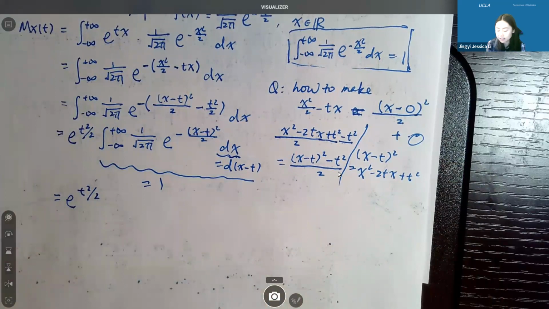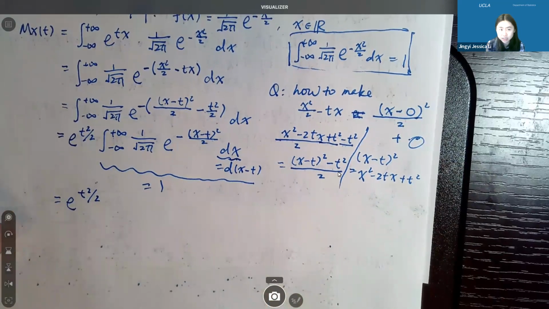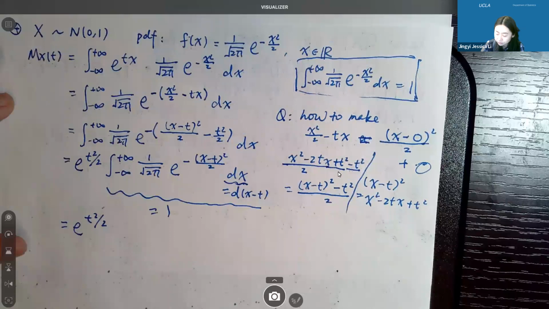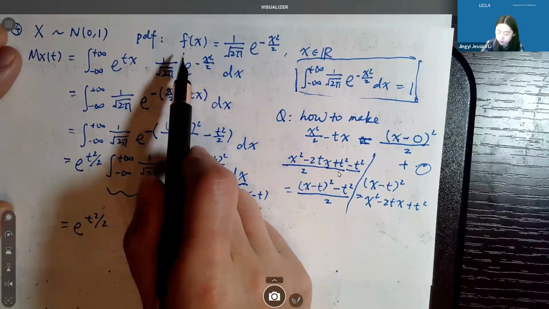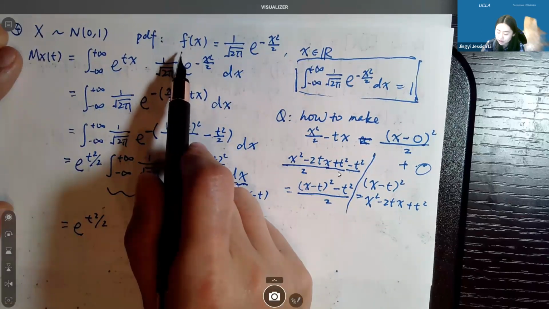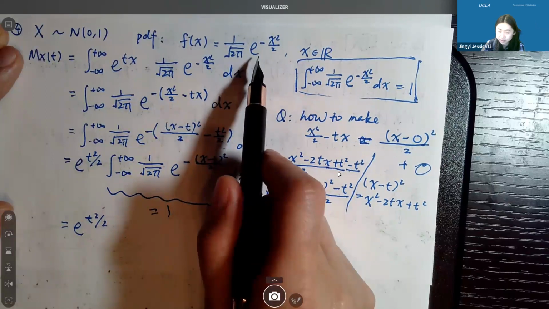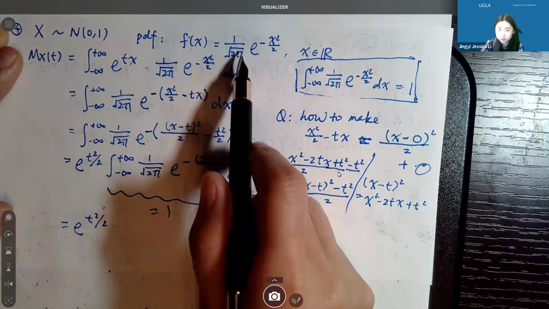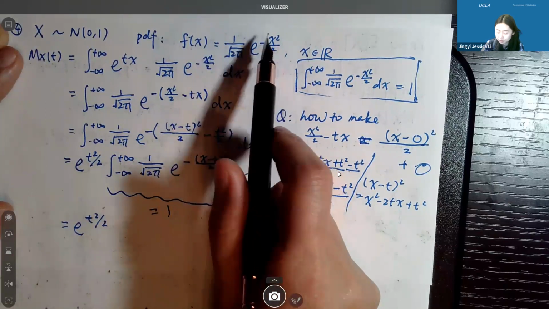I would say that this moment generating function is the thing I hope everybody can remember, because it is a very simple form and we will use this result again. Looking at this interesting result, the density function of a standard normal variable has this exponential term negative x squared over 2, and this is just a normalization factor. This is the key part.